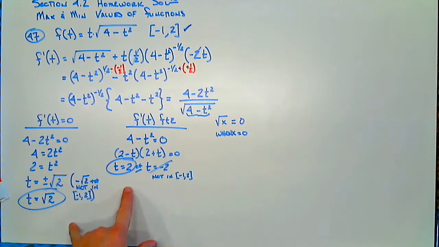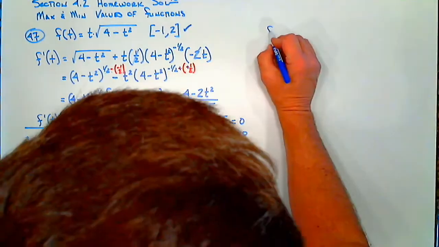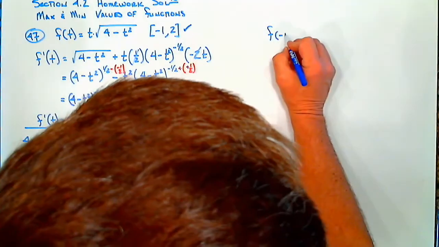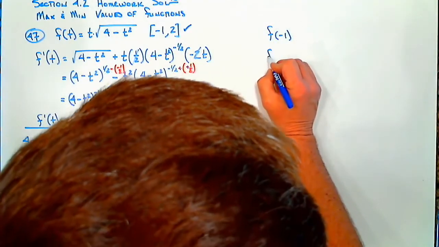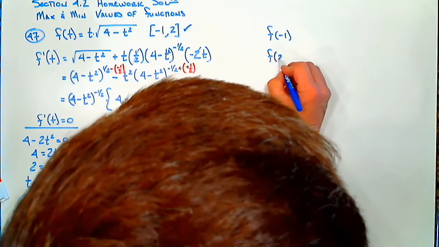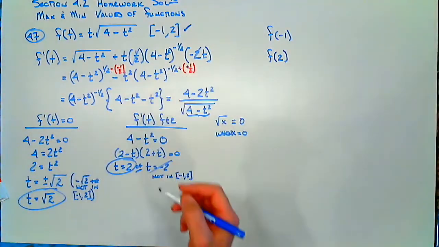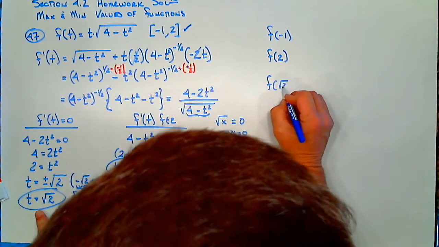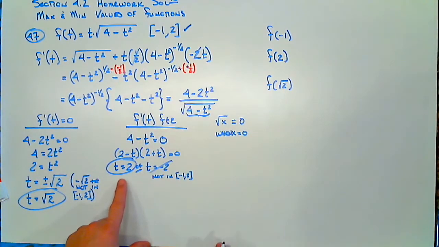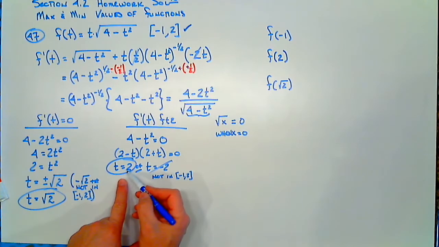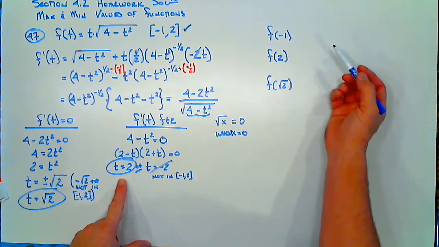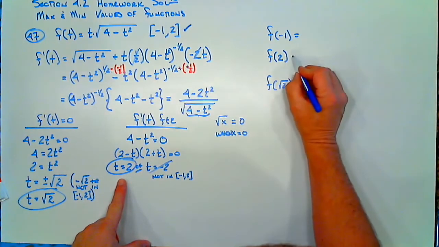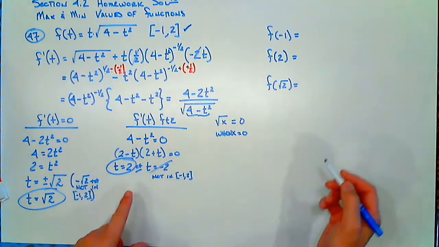So now that we've found our critical numbers, we can come over here and make a table of values. Now we have f of negative 1. That's one of my endpoints. We have f of 2. That's another endpoint. We have f of the square root of 2. That's one of my critical numbers. And our other critical number is 2, but we've already got that one here, so we do not need to reevaluate that. So what are we going to do? We're going to evaluate each one of these.